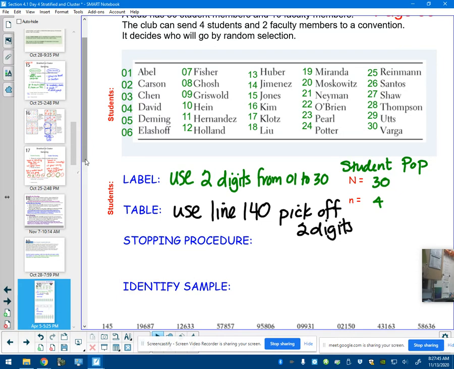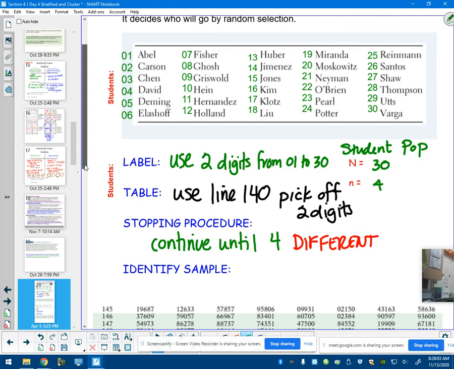We're going to continue until what? You have 4 different 2-digit numbers. Ah, yes. And don't write diff. We can write different out. We got this. If you run out of letter ink, I will gift you a free pencil. Until 4 different 2-digit numbers. And then for only tables do you have to say from 01 to 30, because basically you're saying please throw away anything above 30.